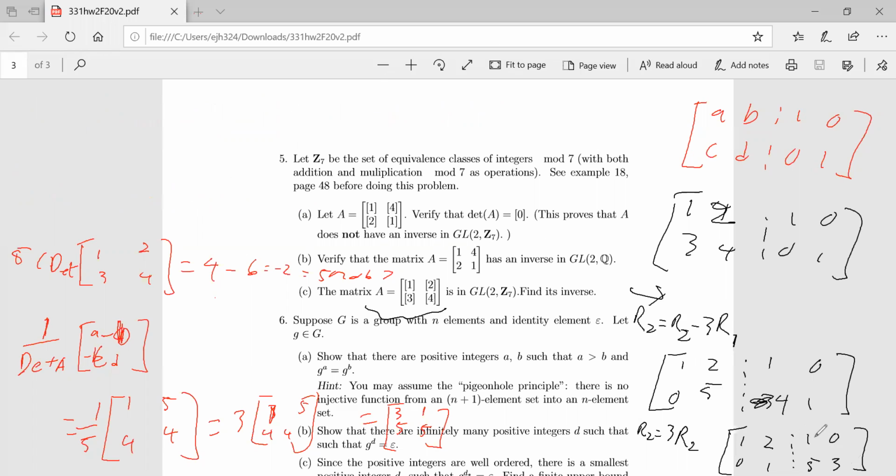So this guy right here, that's 1. So I do R1 is equal to R1 minus 2R2, right? So that would give me 1, 0, 0, 1, and then I would get 1. So then I would get -6, which is the same thing as 1, 5, 3.